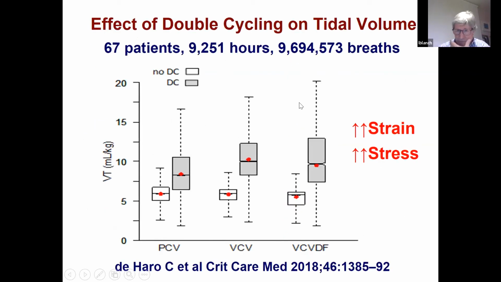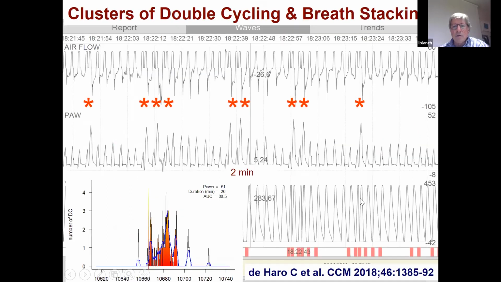This is nicely demonstrated here. This is a paper from our group showing that those breaths with double cycling, double triggering, producing breath stacking, had a tidal volume almost double in all these modes: pressure control, volume control, or volume control with decelerated flow. And clearly this can cause strain, which is an excess of lung deformation, or stress, which is an excessive pressure to the lungs.